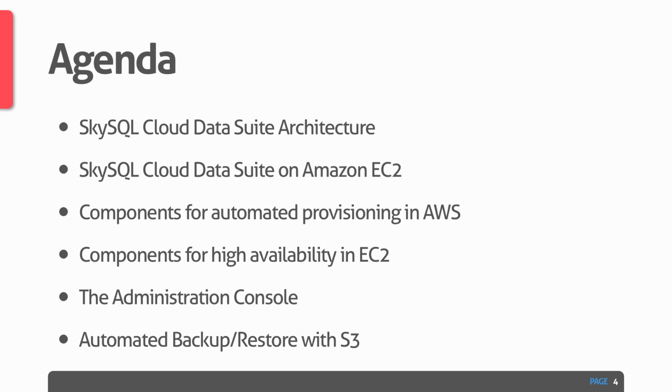Let's see the agenda today. We will talk about the SkySQL Cloud Data Suite architecture, and we will also see how this fits into Amazon EC2, since the first Cloud Data Suite has been designed and deployed in Amazon. Then we will see the components for the automatic provisioning in AWS and the high availability that we have implemented. Finally, we'll have a quick look at the administration console that we announced only a few days ago, with some additions for the user in a standalone environment and the use of automatic backup and restore on S3.